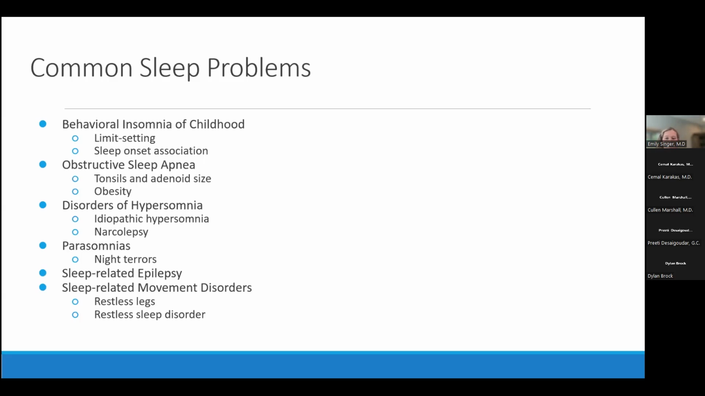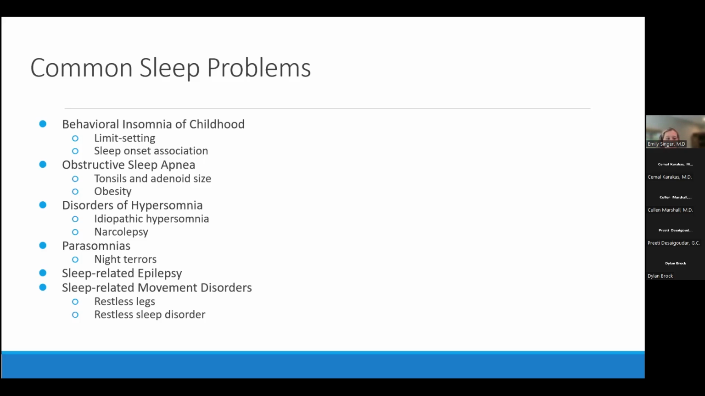And then obstructive sleep apnea is a big one in children. In toddlers and preschoolers, the driving issue is adenotonsillar hypertrophy. And then as we get into older age, and especially more recently, obesity has become a big factor in obstructive sleep apnea in children. And then we have disorders of hypersomnia, like idiopathic hypersomnia or narcolepsy. And then parasomnia is one of the very common ones, being night terrors. And as kids get a little bit older, they can have sleepwalking.